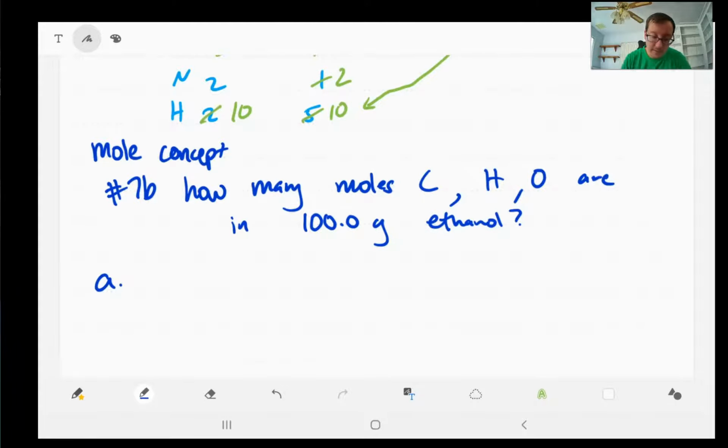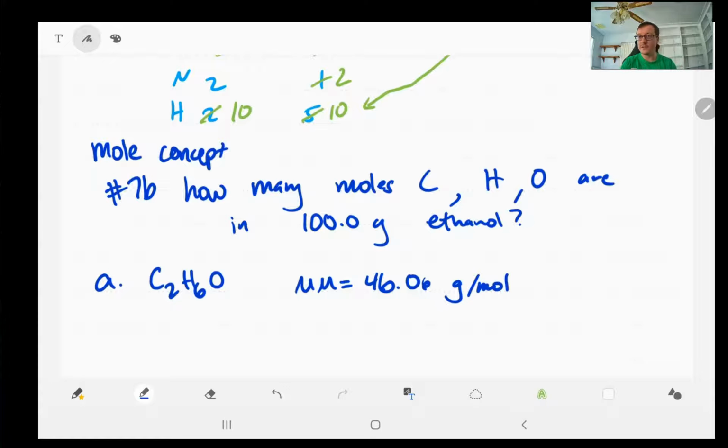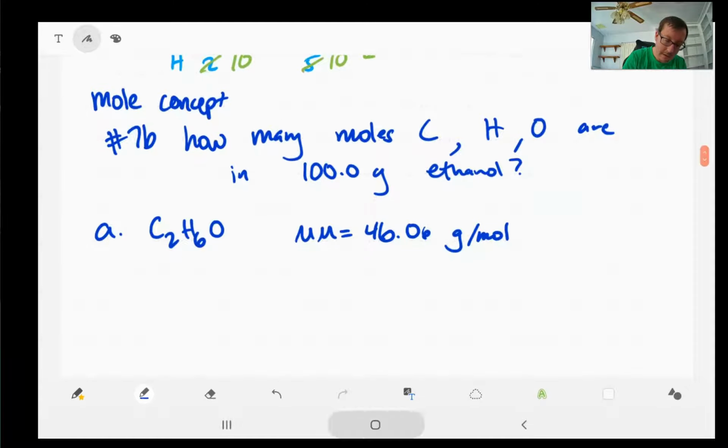100-gram sample. Ethanol happens to have this formula, which could be written, as you've seen, CH3CH2OH, but if you just combine all those elements, I typically refer to it as C2H6O. If we do the molar mass of this, it should be about 46.05 grams per mole, something like that. Well, it's close enough. We'll be okay. So if we want to do part A, we're taking 100 grams of ethanol.